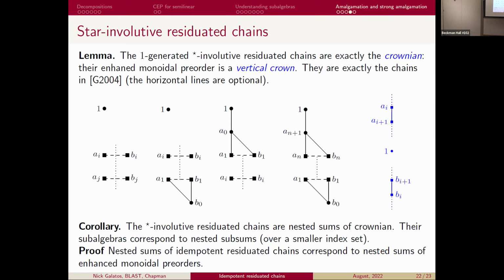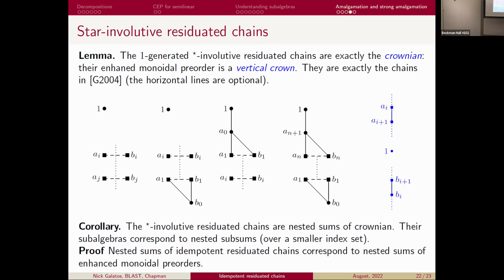These are the two cases, the Z, the N dual, and the finite set. So this is how they look. These are all of the star involutive ones that are generated by a single element. All of the others are nested sums of them. So we are fully able to understand the subalgebras of this. Actually, this is generated by every one of its elements.